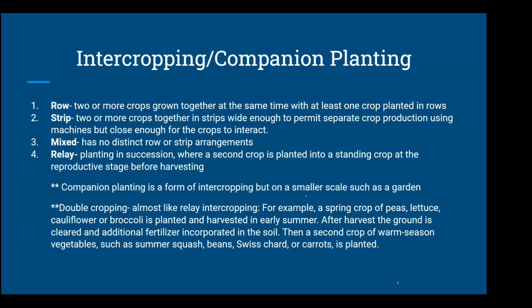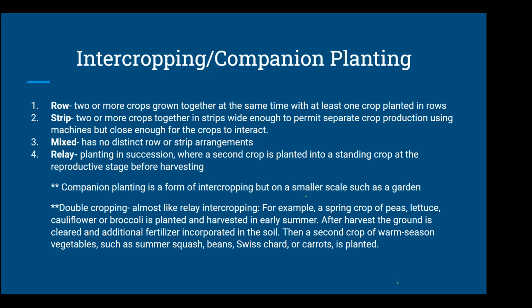Okay, so intercropping and companion planting. When we're talking about a row, we're talking about two or more crops grown together at the same time with at least one crop planted in rows. When we're talking about a strip, that means two or more crops together in strips wide enough to permit separate crop production using machines, but close enough for the crops to interact with each other.